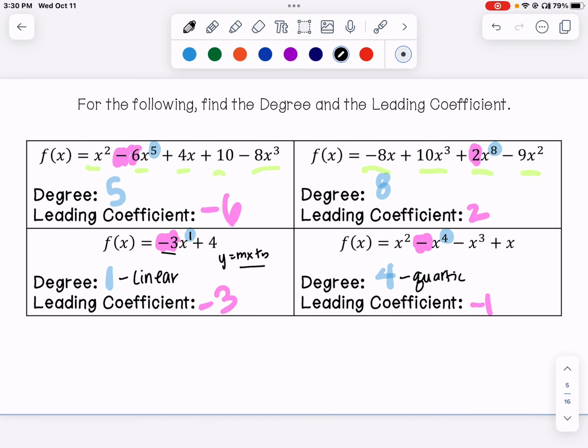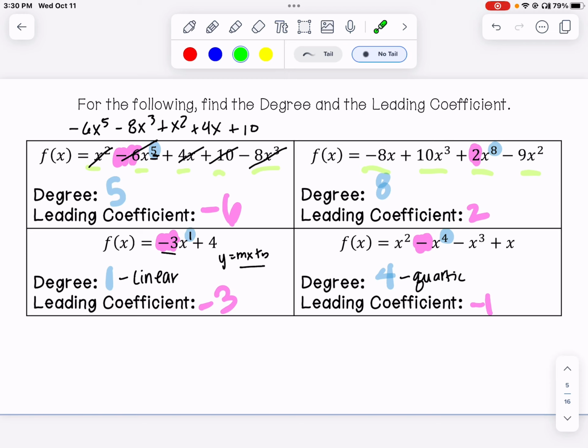Let's do that really quickly here. This was my largest, so negative 6x to the 5th. Next would be negative 8x cubed. Then I have positive x squared. Then I have 4x. Then I have 10. So taking these same terms and simply listing them with my exponents going down.